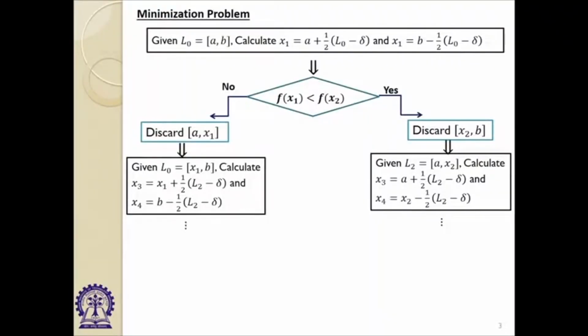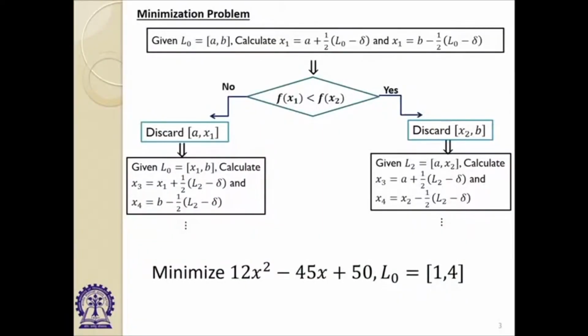I forgot to mention the other part: if f(x1) is not lesser than f(x2), that means f(x1) is greater than f(x2). That means the optimum cannot lie within a to x1. That is why we can discard that interval in the next iteration. The new interval of uncertainty would be x1 to b. Again we repeat the process, we get x3 and x4, and again we do it in this way.